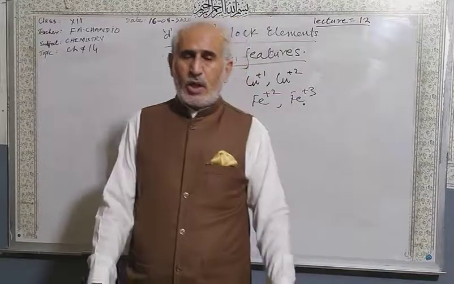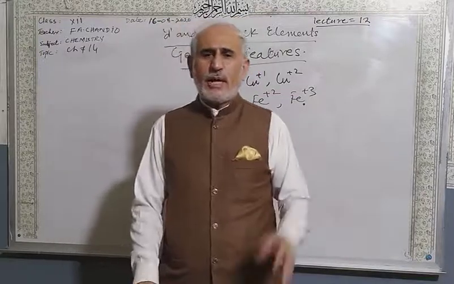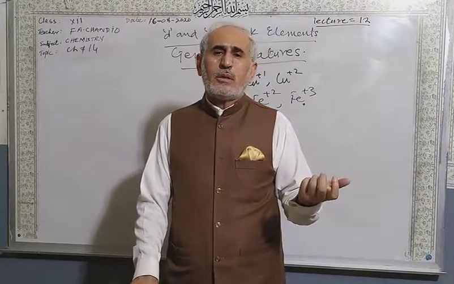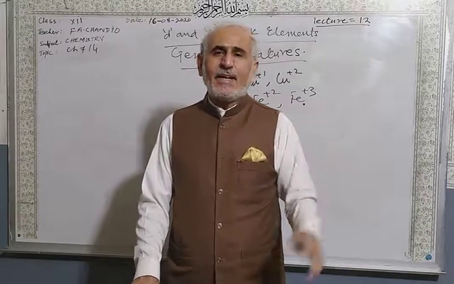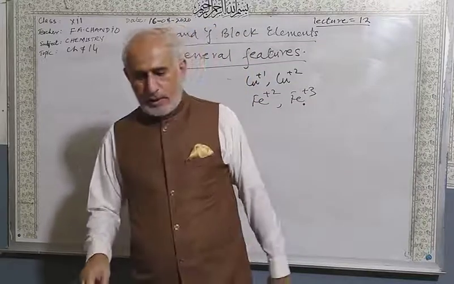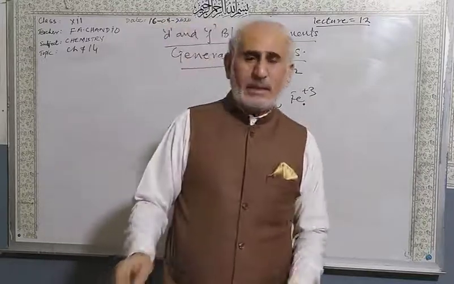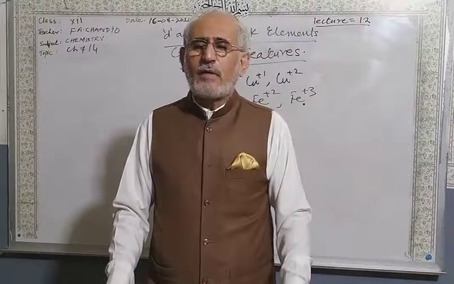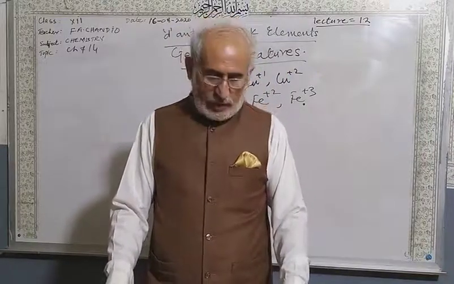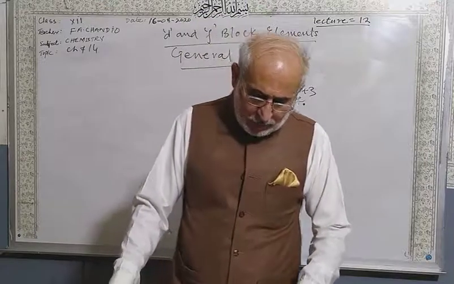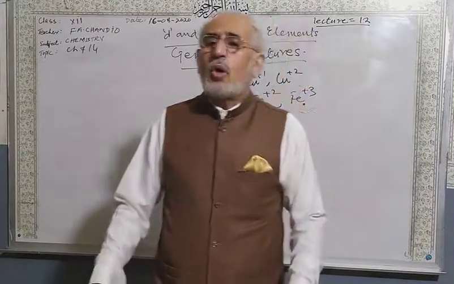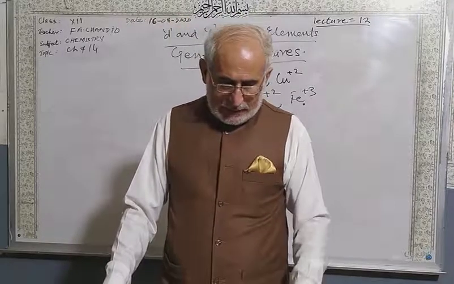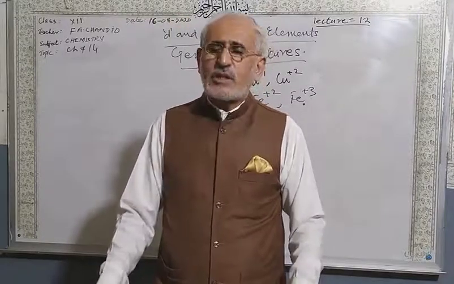Mostly, if you visit the laboratory and open a bottle of compound, if you see the color and read the label, it is mostly a transition metal compound. Maybe a compound of iron, maybe of chromium, maybe of cobalt, and so forth. So these are the general features of transition elements.